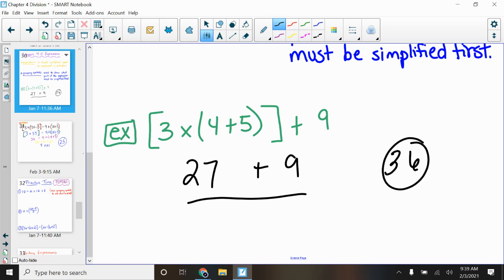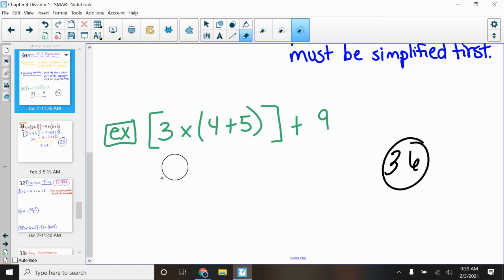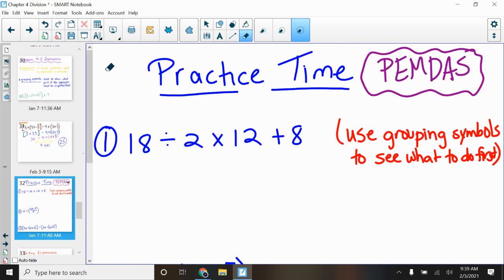So let's practice some, because that's how we get good at this stuff. I'm going to erase this only because the next class that I do this with, I don't want them to see the answer, okay? All right, so let's jump to this page. So here's our practice time. The first problem does not have grouping symbols. So the hint in red says, use grouping symbols to see what to do first.